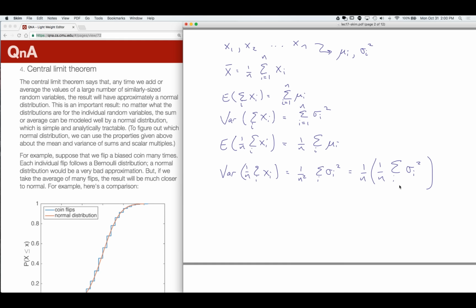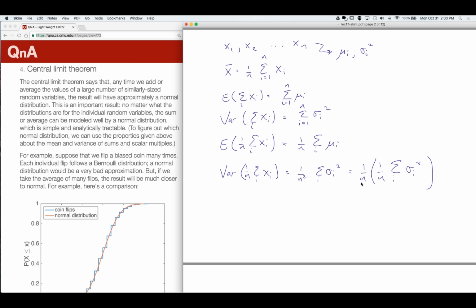So that's an important behavior. If you average together a whole bunch of things, let's say they all have the same mean and the same variance, the mean will stay the same. The expected value will always just be the average of all of the means, and if the means are the same, that's just going to be constant. And the variance is going to be decreasing, like 1 over n.